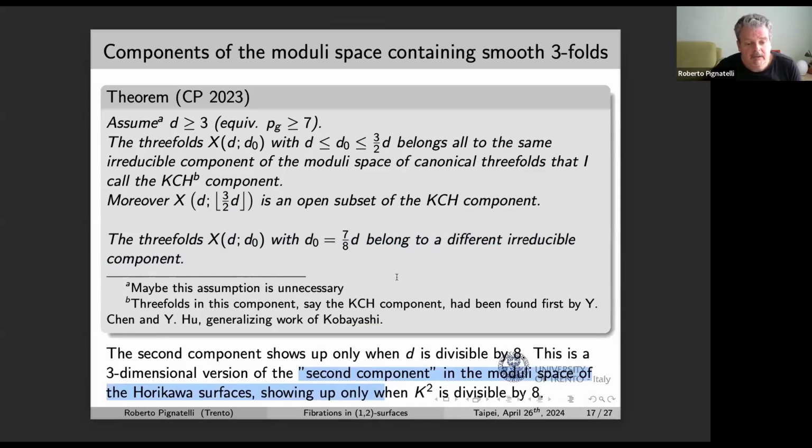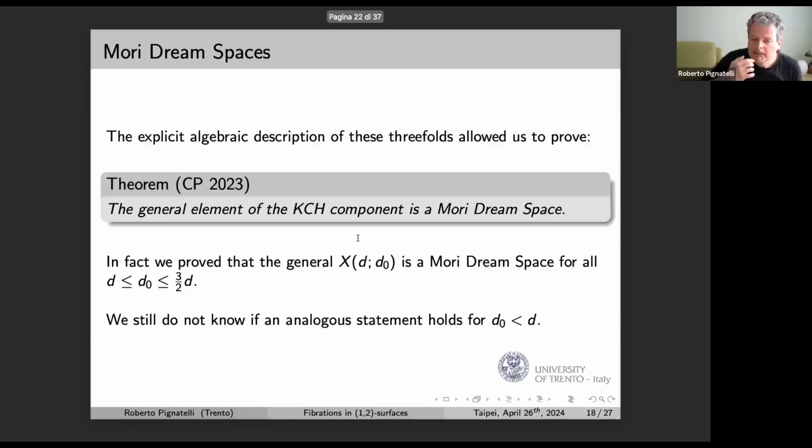And so they give a different irreducible component, of course, only when this is possible, only when D is divisible by 8. No, so the volume plus 6 divisible by 32. Okay.